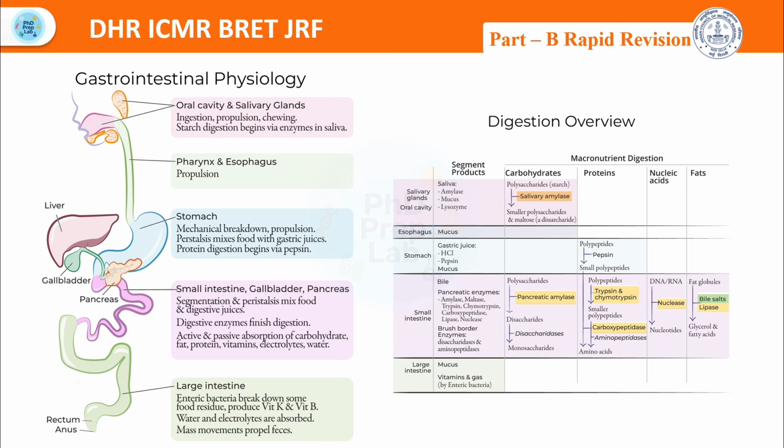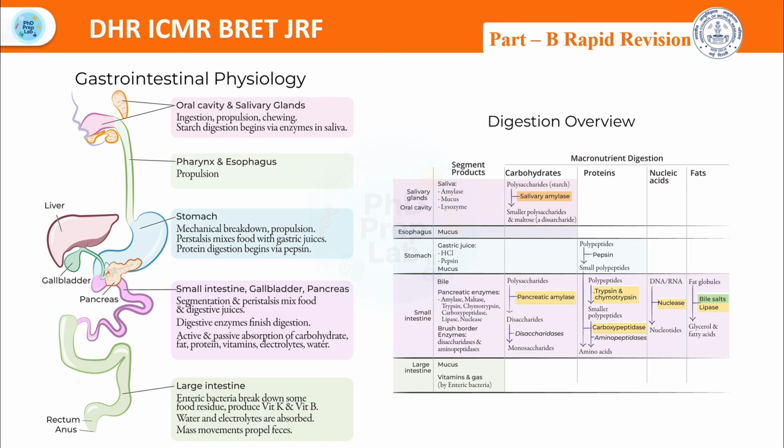So now continuing to the digestive system, first we have the gastrointestinal physiology, where you eat the food, it goes into the oral cavity, the salivary glands activate the food, it then pushes down through the pharynx and the esophagus, goes to the liver, and then the small intestine, gallbladder, pancreas all secrete and act on the mixed food, then it goes to the large intestine and exits from the rectum.